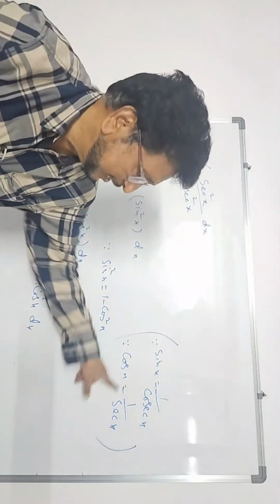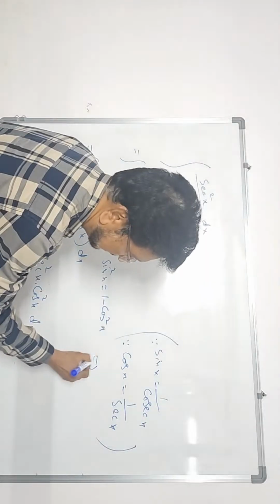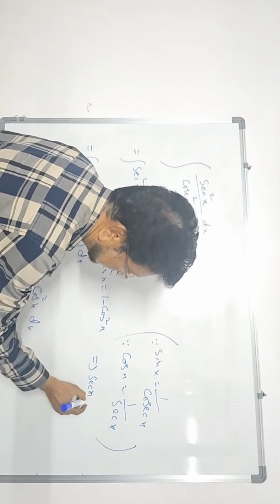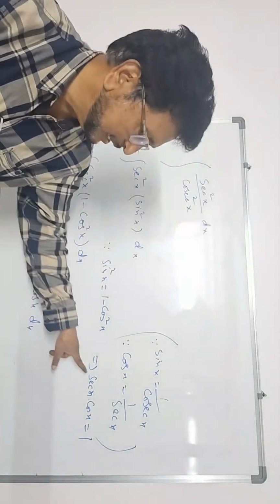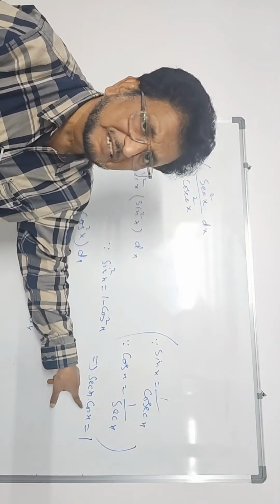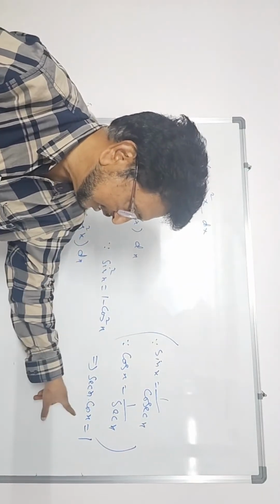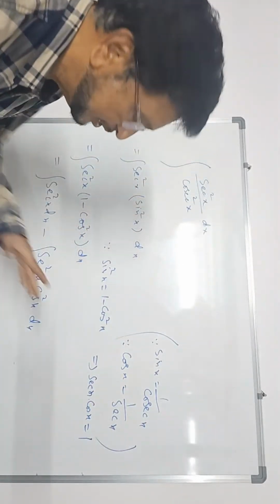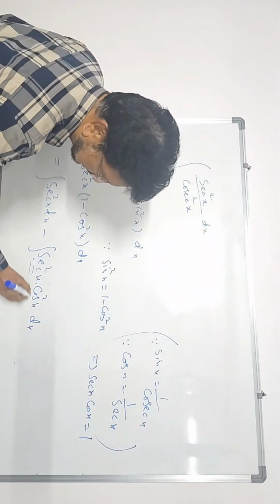Because sec into cos, if you do, you will get 1. What does this mean? Sec x into cos x is equal to 1. It means if you multiply any trigonometric ratio with its inverse, you will get 1. Because cos is equal to 1 by sec, 1 by sec into sec cancels out to 1. Therefore, sec into cos always gives you 1. Therefore, sec square into cos square is equal to 1 square.